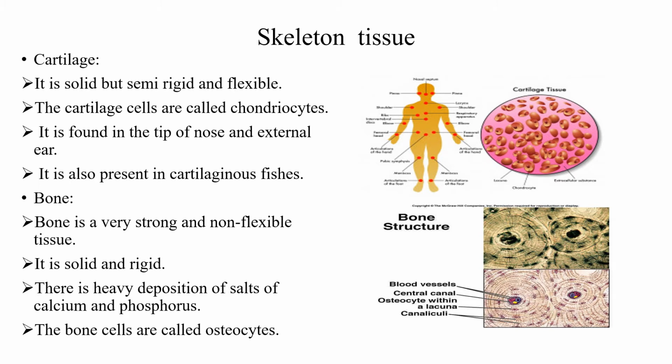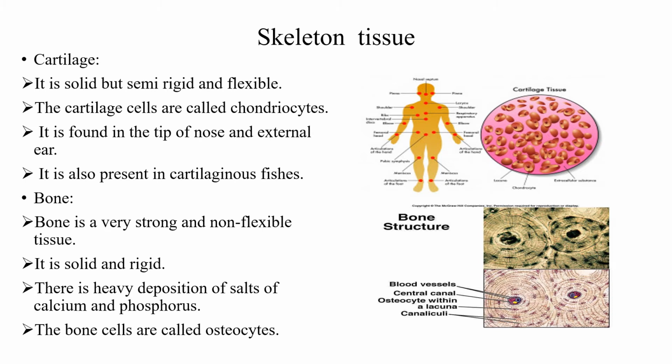Skeleton tissue, that is cartilage and bone. It is a solid part, semi-rigid and flexible. The cartilage cells are called chondrocytes. It is found in the tip of nose and external ear. Because of that only we are able to fold the ear. It is also present in cartilaginous fissures. Even in this diagram, you can see wherever the cartilage is found. Even in the knee region, ankle region, in the nose region, ear, because this cartilage gives somewhat flexibility. So it is also helpful for movement.